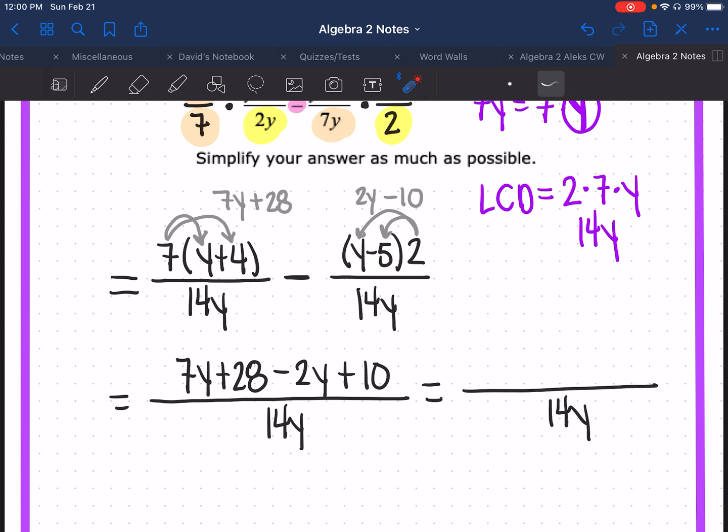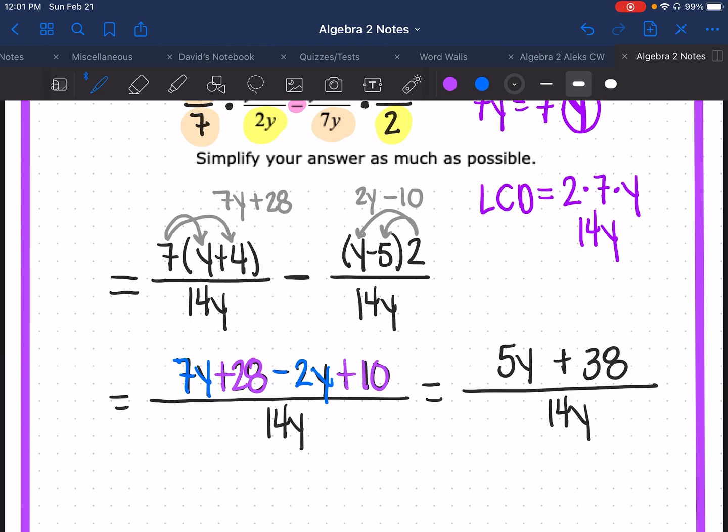My next step is to take a look at my numerator. There are 4 terms, 1, 2, 3, 4, and I'm going to add together my like terms. The 7y minus the 2y, that's going to become 5y. And the positive 28 plus the 10 is going to become plus 38.